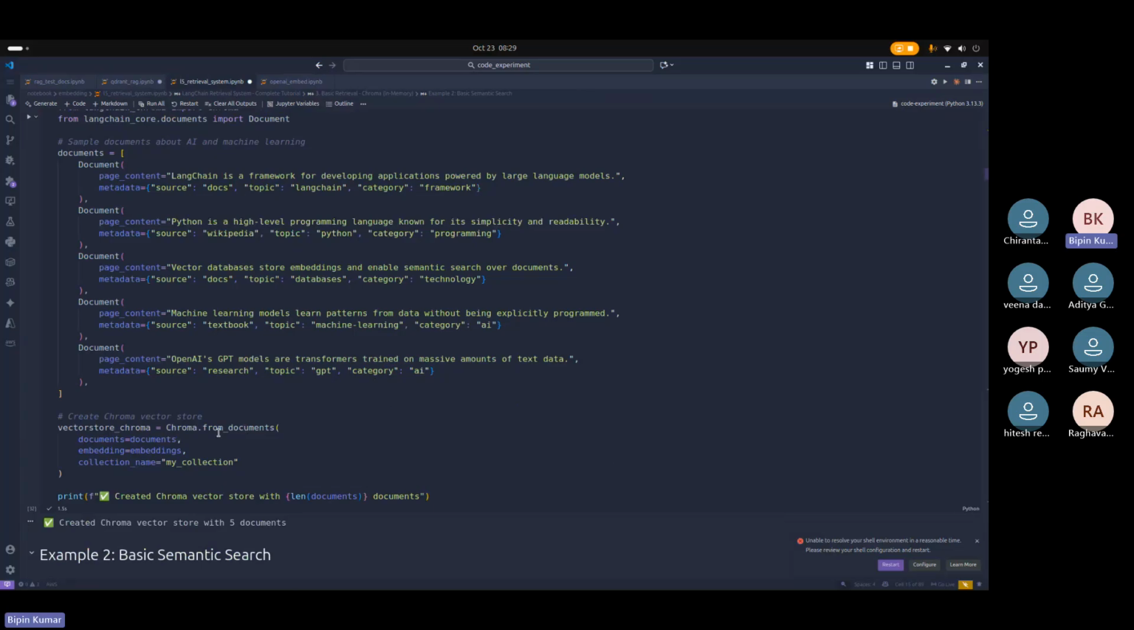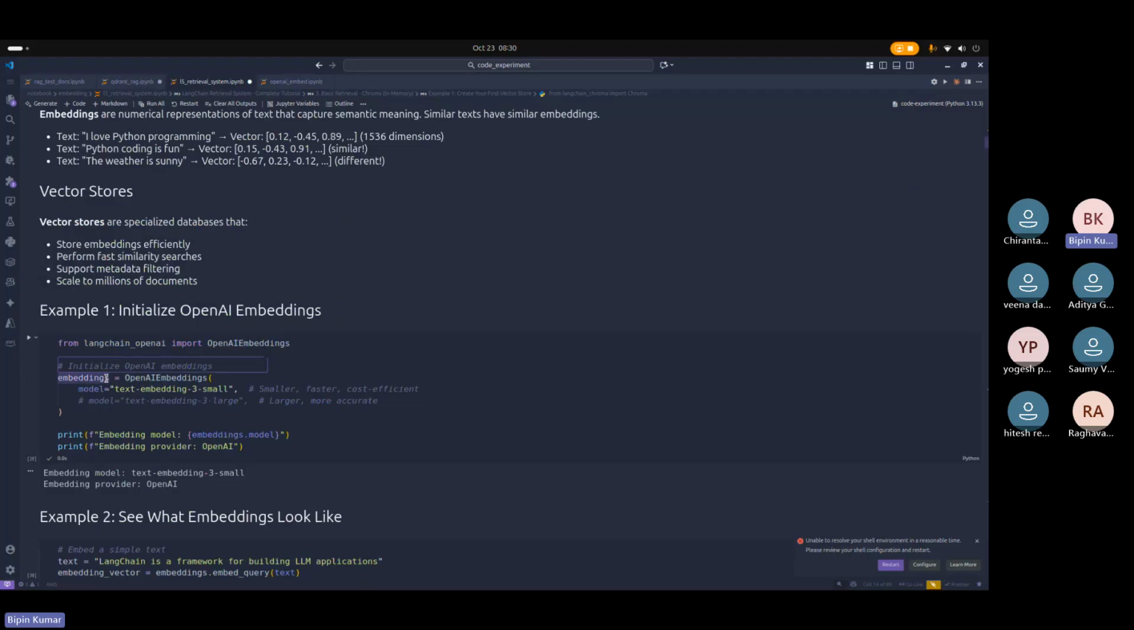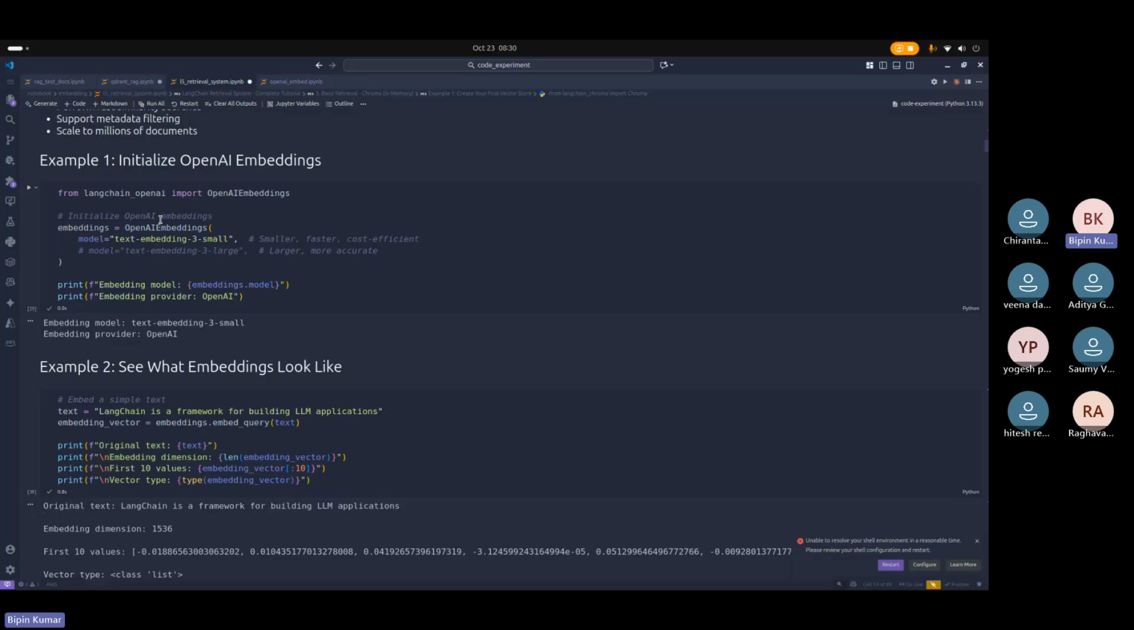If you see the vector store Chroma, there are three input arguments that we are giving. First is documents equal to documents. This is the variable where the documents are, and this will only work when the document is in this format: page content and metadata. Now the next argument is embedding equal to embeddings, and where we define the embeddings, if you see, this is already defined. So it uses this embedding function.